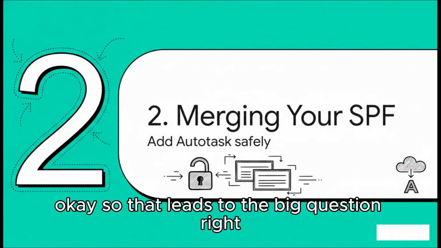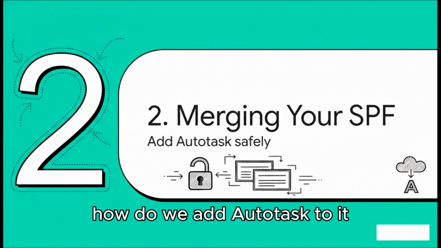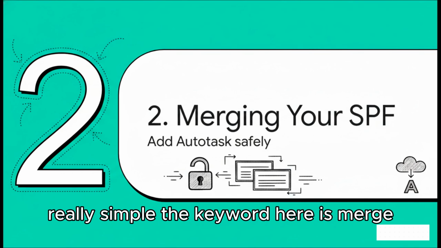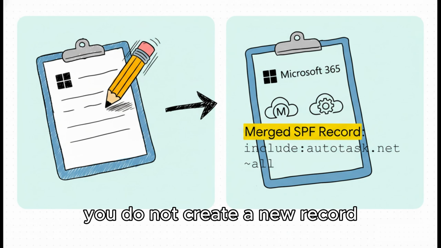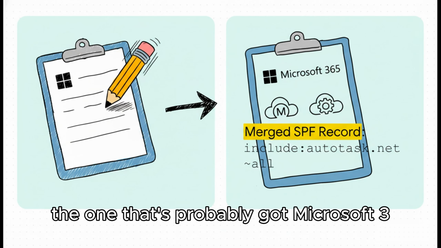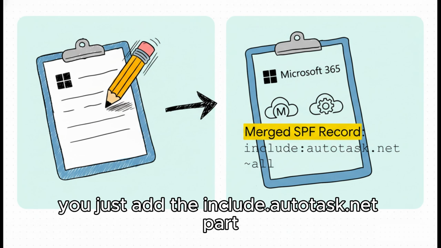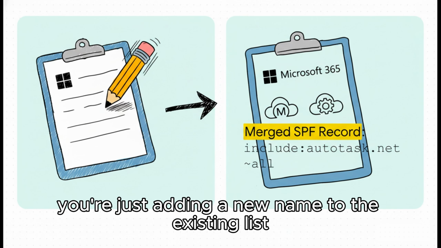Okay, so that leads to the big question, right? If we can only have one guest list, how do we add Autotask to it? This is exactly where most people get it wrong, but the fix is actually really, really simple. The key word here is merge. You do not create a new record. You find the one you already have, the one that's probably got Microsoft 365 in it, and you simply edit it. You just add the include.autotask.net part right in there with everything else. You're just adding a new name to the existing list.